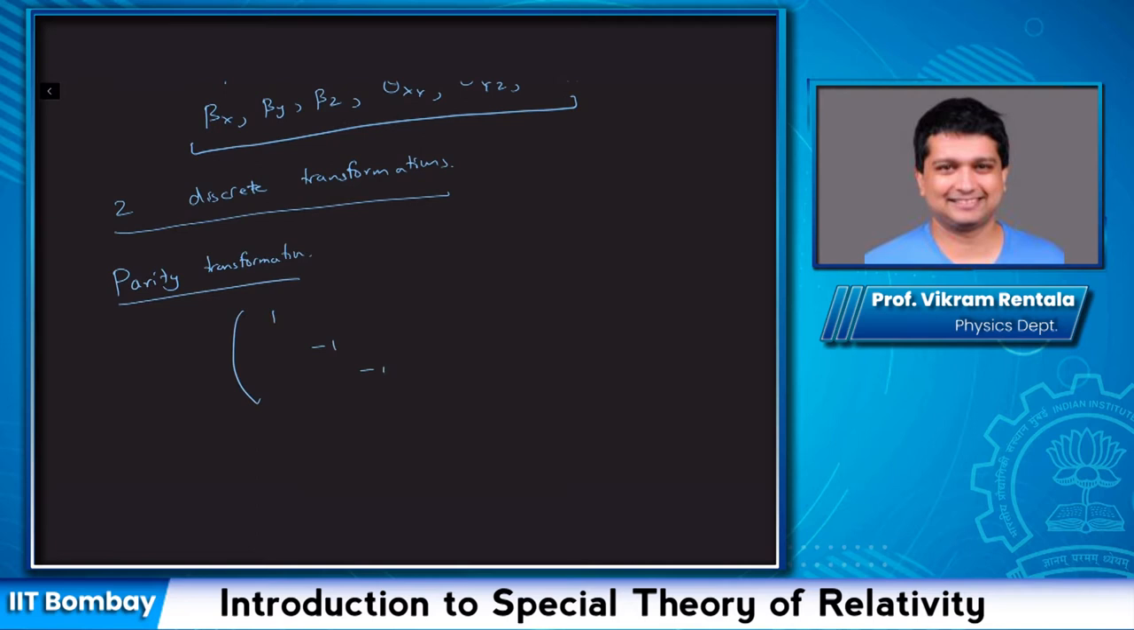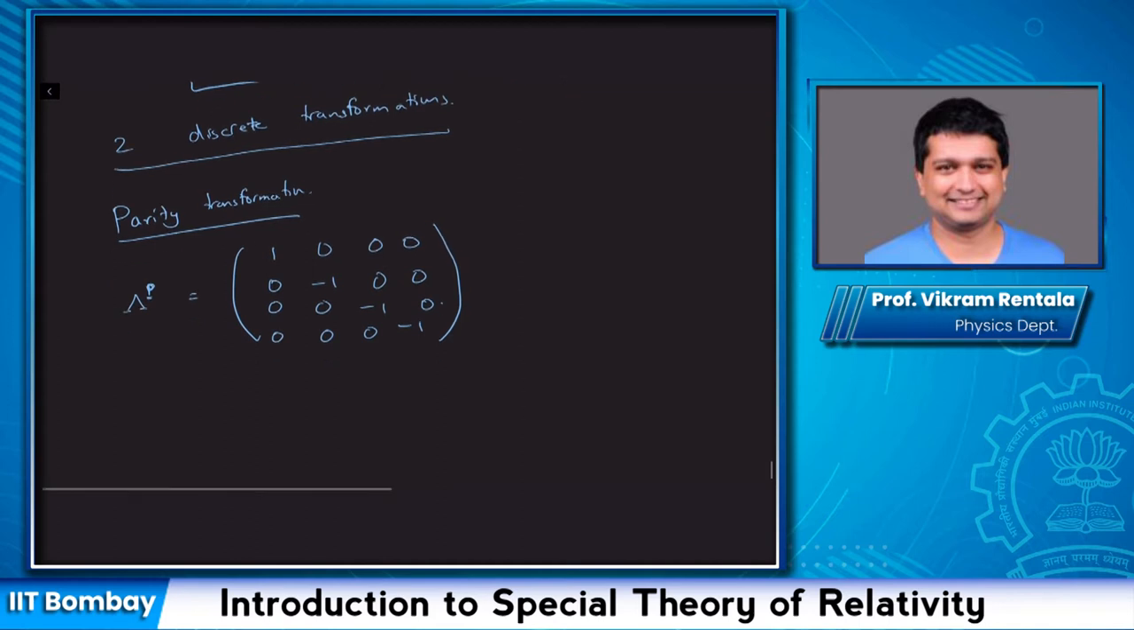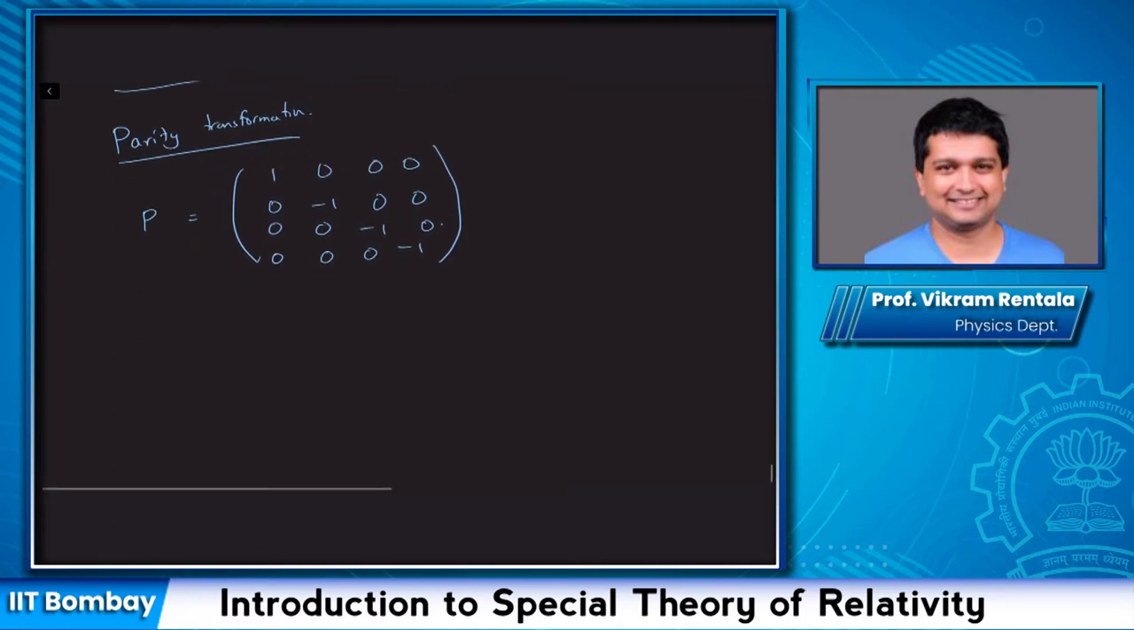So this transformation matrix looks like this. It has zeros everywhere else. So this is a transformation lambda. It's given a particular symbol. It's called lambda p, or sometimes it's just denoted as p. But this belongs to that set of matrices lambda, which satisfy the property that lambda transpose g lambda is g.